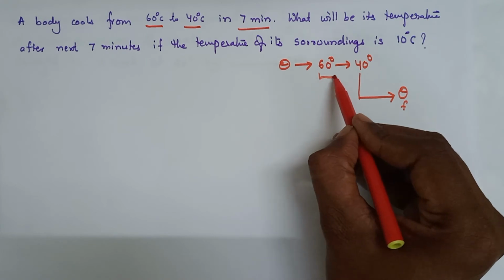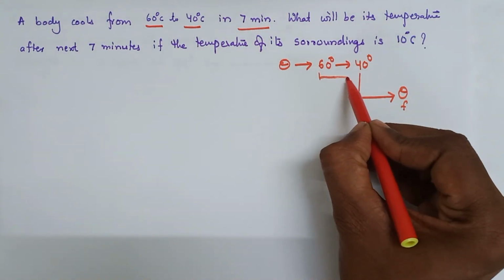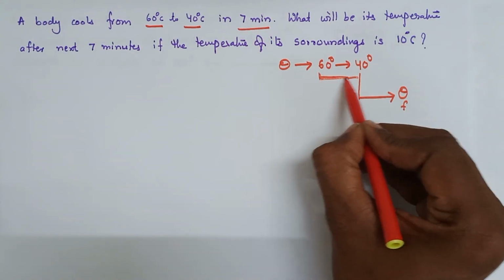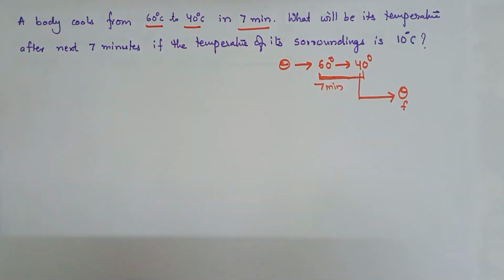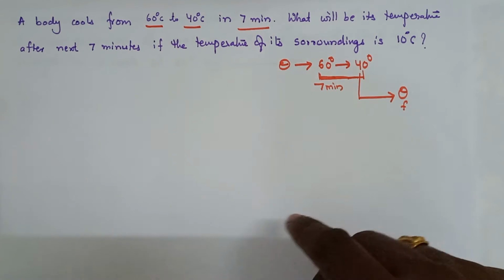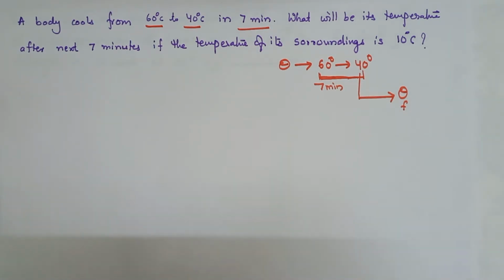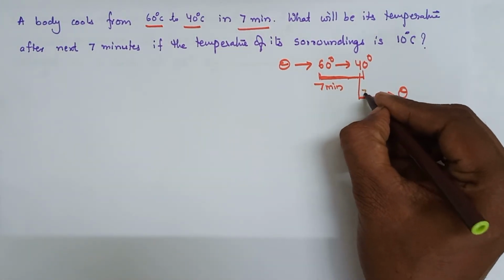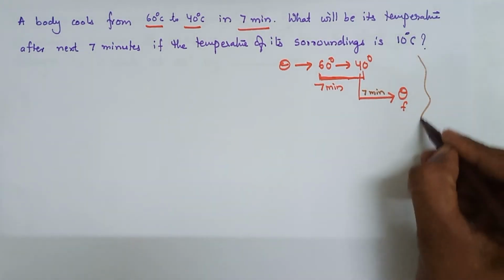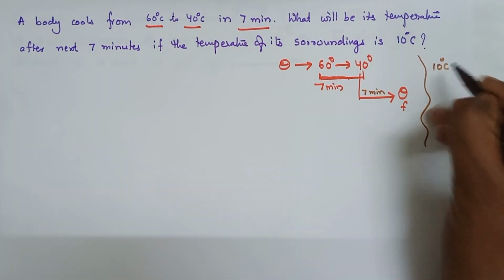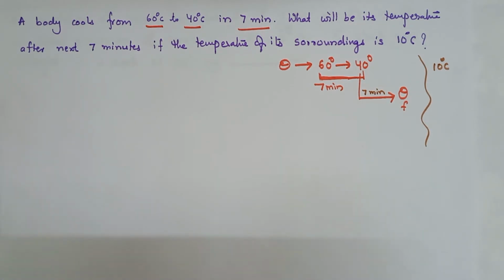According to the problem, from 60 to 40 degrees centigrade, it takes 7 minutes. And after the next 7 minutes, from 40 to theta final, we have to find out. The surrounding temperature is 10 degrees centigrade. Now what will be the final temperature after the next 7 minutes? We have to calculate it, right?